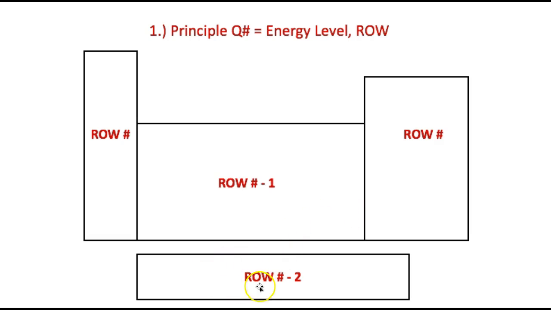Down here in these bottom 2 rows of the periodic table, this is where I write my row minus 2. So if I'm down here, remember this is actually part of row 7, my principal quantum number will be 5. Take a minute to jot this diagram down in your notes.